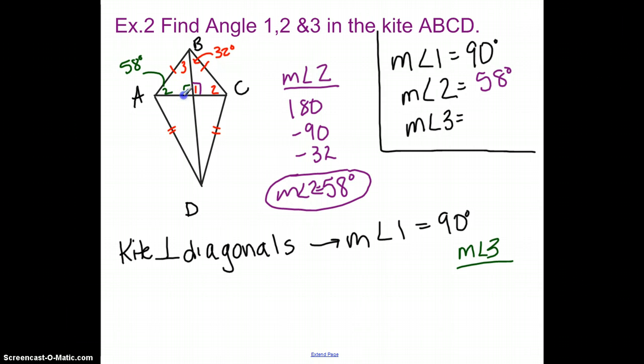I know that this is going to be 90 on this side, which means to get angle 3, I just take 180, subtract my 90 and my 58, and I'm going to end up with 32. So the measure of angle 3 is 32.